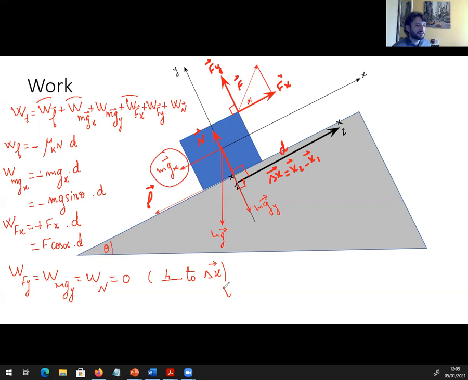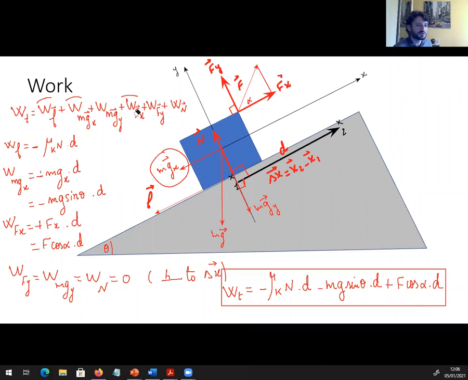We can write the final omega total equals omega f equals minus mu kinetic times n times d, minus mg sine theta times d, plus F cosine alpha times d. This is the total work done on the object.